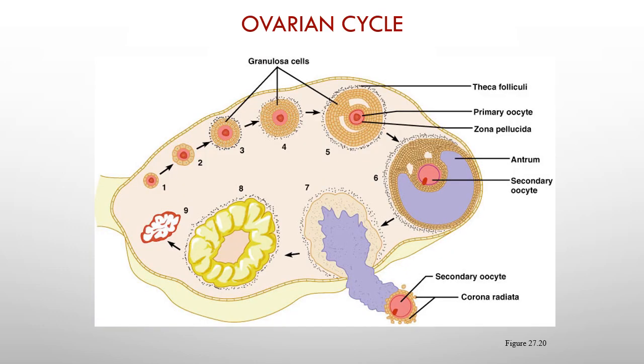Here we have going from that primordial follicle, just those squamous-like cells, to a primary follicle, continuing to add cells to it. The antrum starts to develop late in the stages of the primary follicle, and then in the secondary follicle, there is a large antrum. Ovulation occurs, and the zona pellucida and the corona radiata go out with the oocyte.